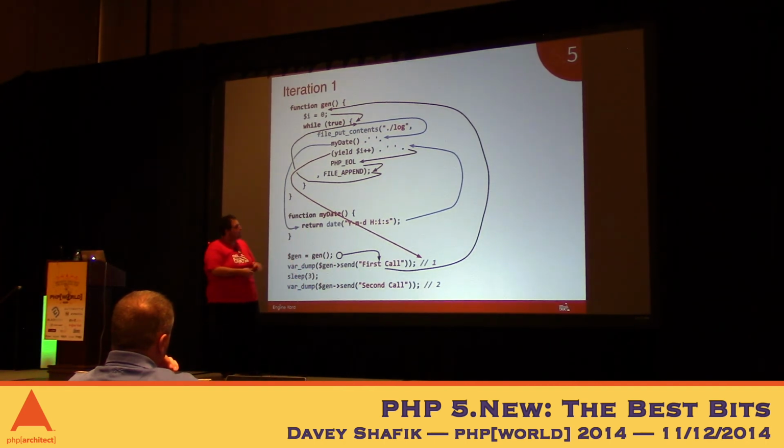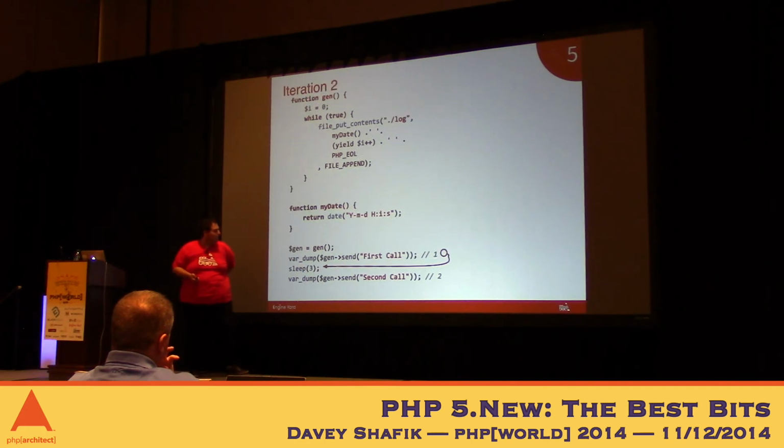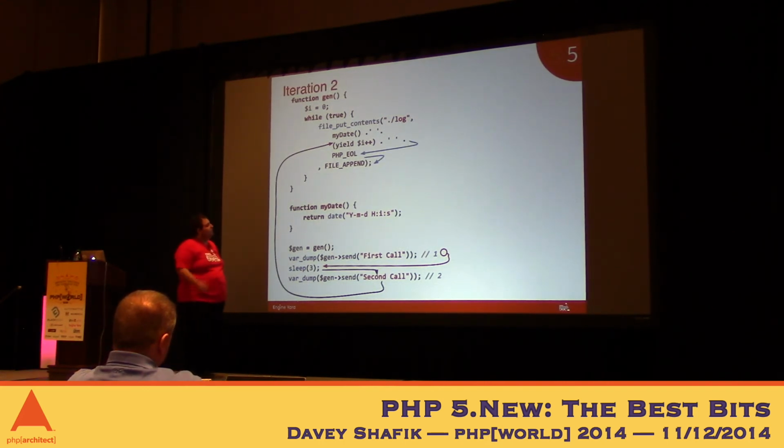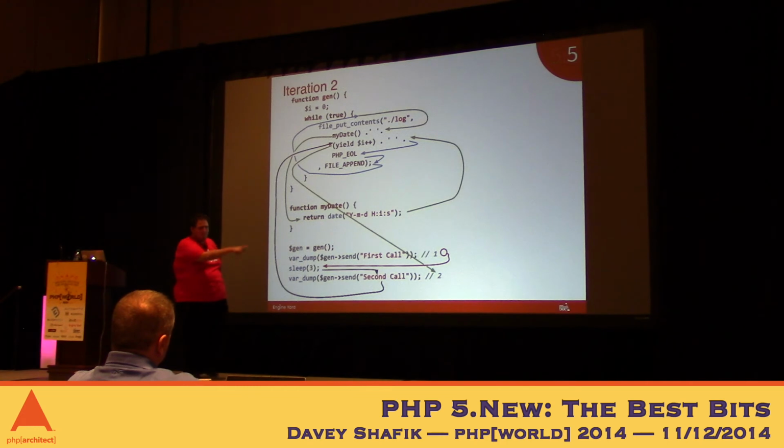So the next time that we run and we do a send, it looks like this. We've just finished the first one. We sleep for 3 seconds. That's where our sleep happens. So we called myDate twice, and then we sleep. Call the send. We jump right back in at that yield, so after the myDate, and basically complete that loop and do the exact same thing again. Okay? So back into myDate, back up, back to the yield, and then we come out again.